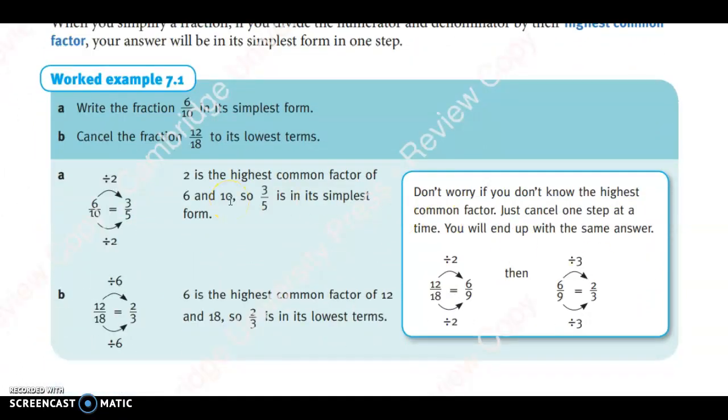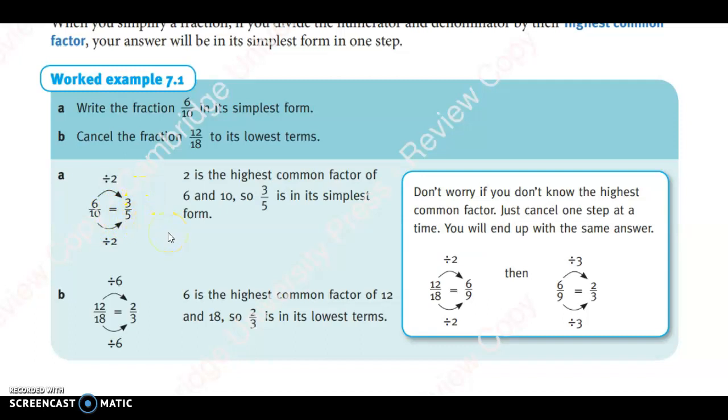This one is the worked example. The first one, we write the fraction 6 out of 10 in its simplest form. Can you find the greatest common factor, or FPB in Bahasa? What is the greatest common factor of 6 and 10? 2. Yes. So 6 divided by 2 is 3, and 10 divided by 2 is 5. So the simplest form of 6 out of 10 is 3 out of 5.